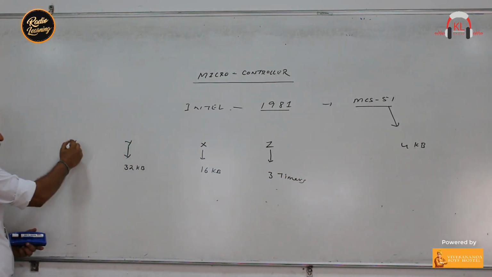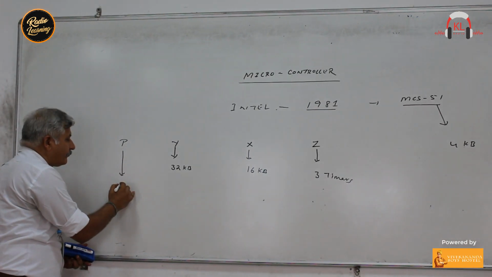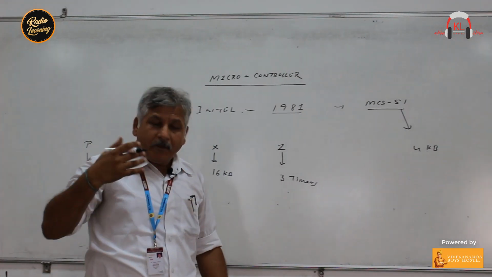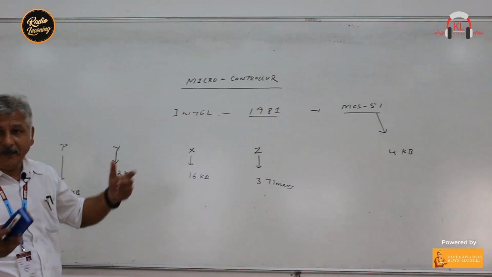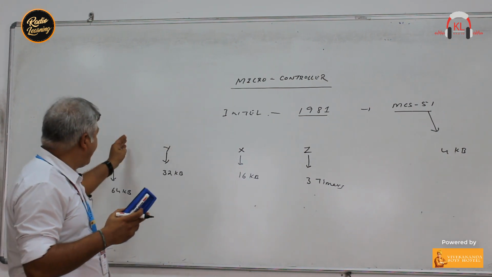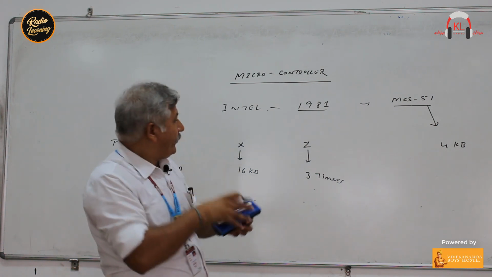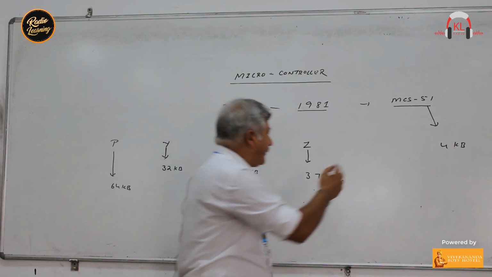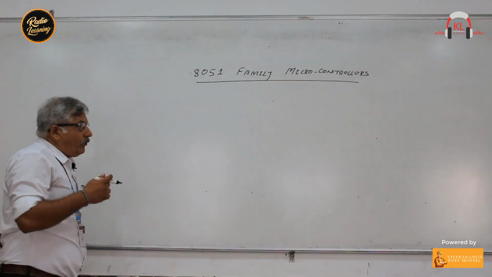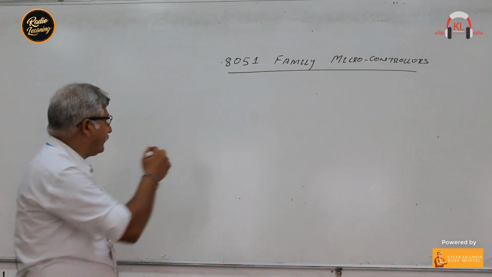Maybe another company, P, can have 64 KB program memory. So these variations Intel allowed to other companies, right? All those microprocessors and microcontrollers manufactured by these different companies, whose basic architecture was the same, come in the category of 8051 family microcontrollers. We will discuss what the various things inside this microcontroller are.